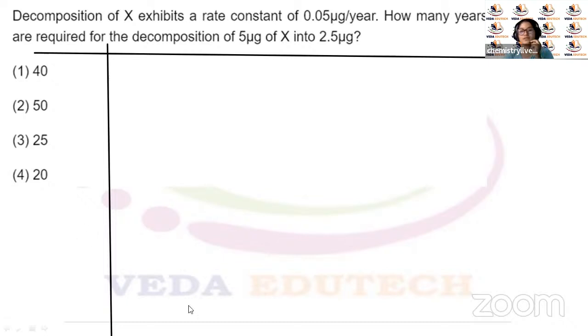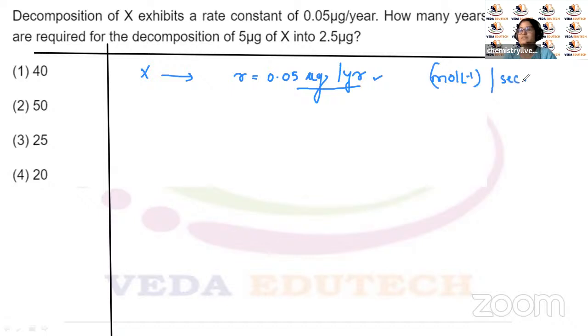Okay, children, let us read out the question. Something is being talked about the decomposition of X. X is being decomposed, right? Okay. The rate constant is given, which is 0.05 micrograms per year. If you look at the rate constant, it's something just like mole liter inverse per second, something just like this. So in which equation are you just going to get mole liter inverse? We know that I just told you the formula. This is 1 minus n second inverse.